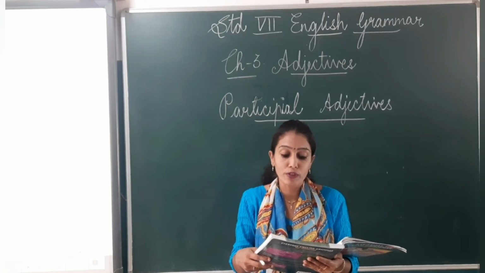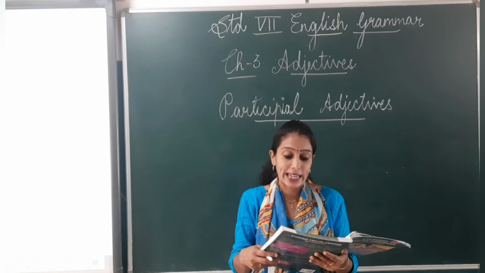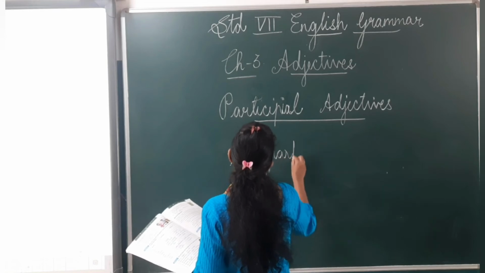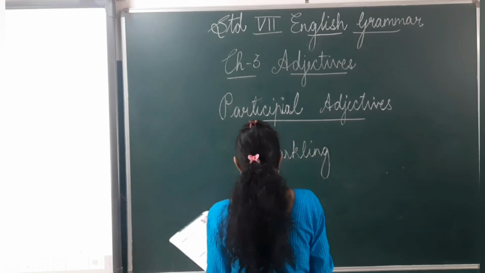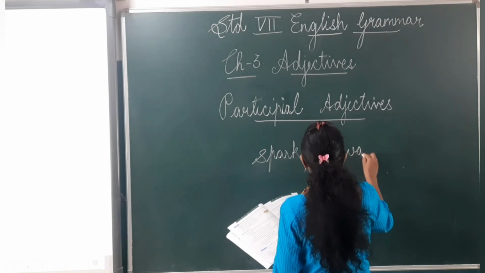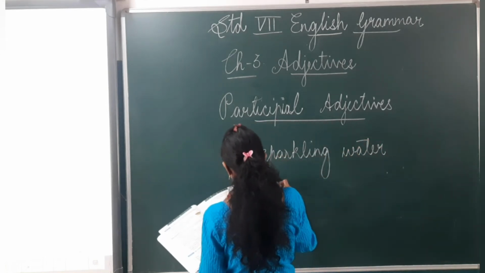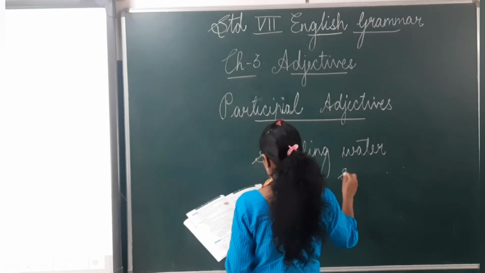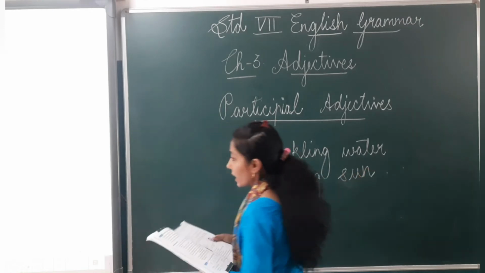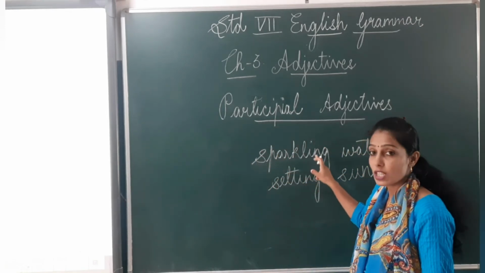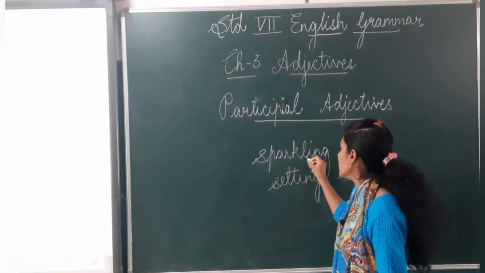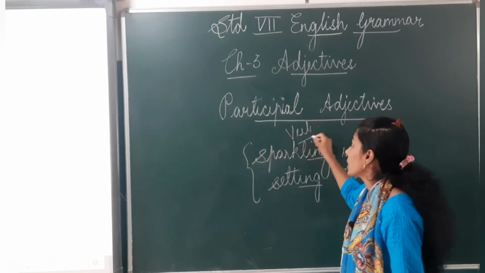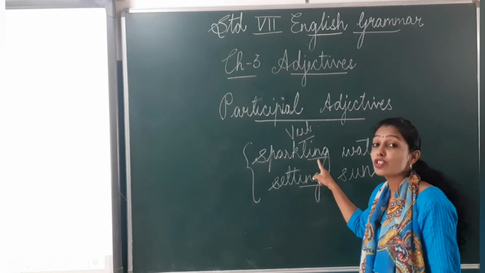It was a beautiful sight with the sparkling water and the setting sun. See these 2 words, sparkling water and setting sun. In these two words, sparkle and setting, these 2 are verbs. But which form of verbs? The ing form of the verb.